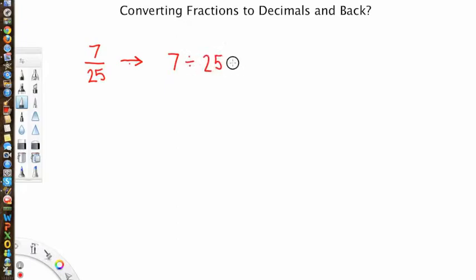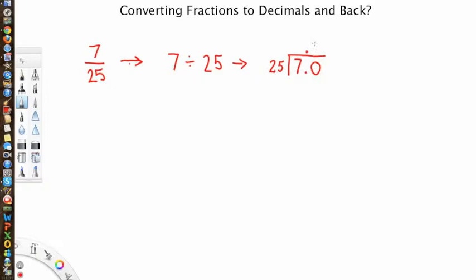Okay, so we need to then treat it like a long division problem. Take 7 here, put it inside the house, divide it by 25. We know that 25 is larger than our dividend, so we're going to have a decimal answer. So even though it's 7, we're going to treat it like 70. It's still 7 and 0/10.